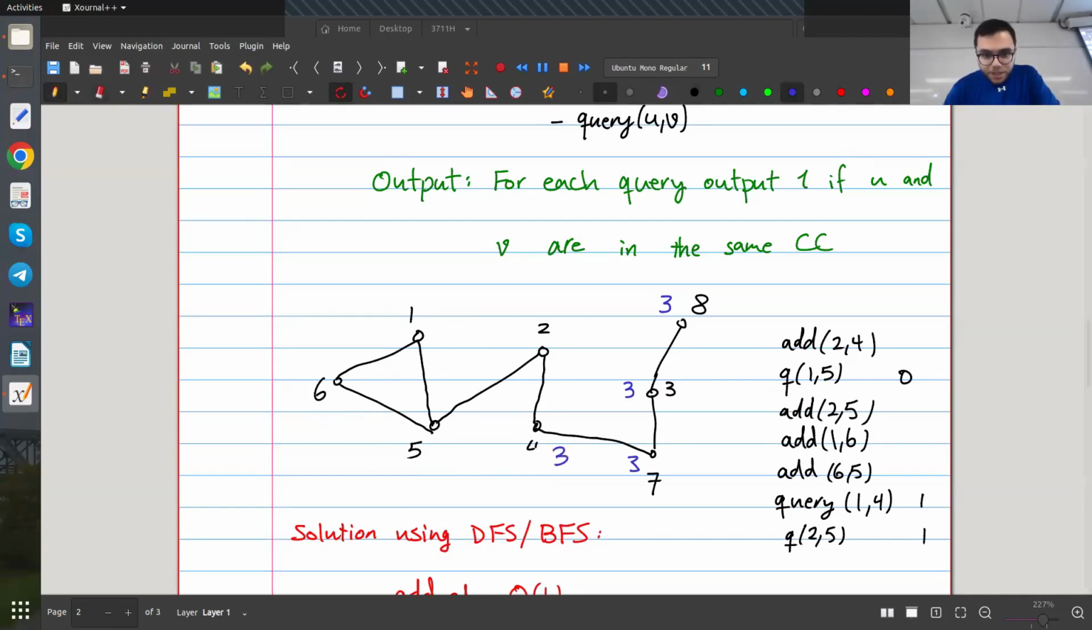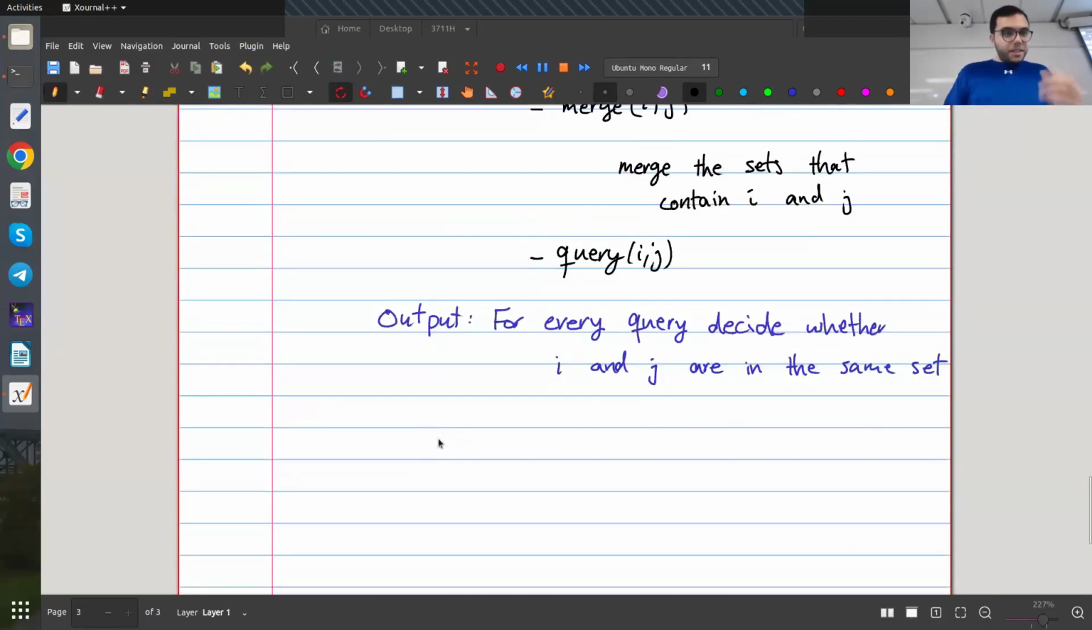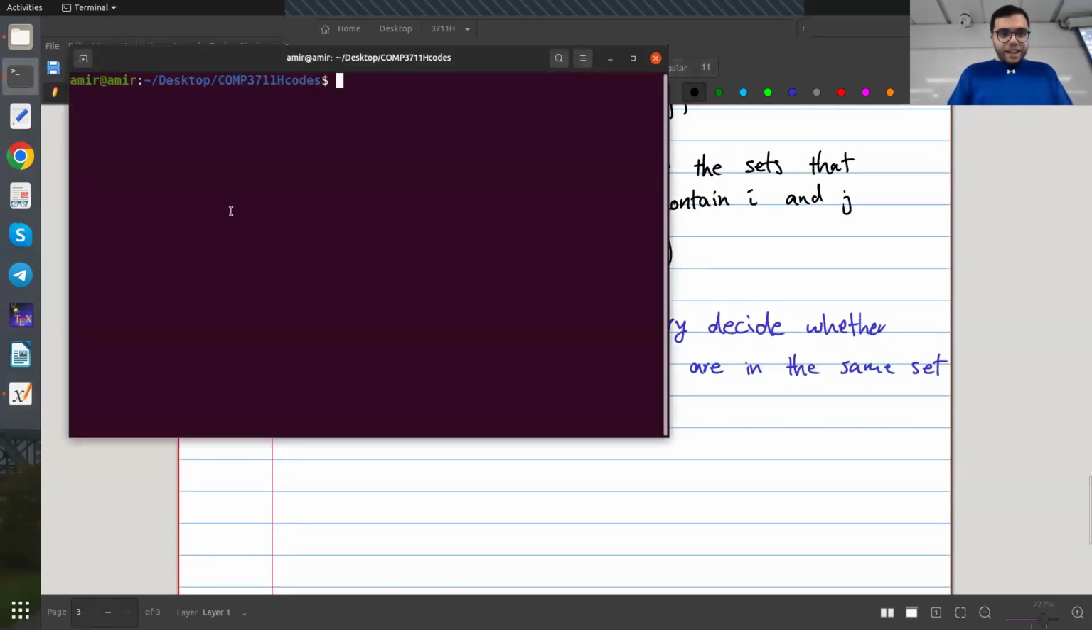Some of you are laughing. Yeah, I know this is not optimal. That's the whole point of this session. Okay. So that's the idea. And right now it's a simple idea. Let's code it. And we will see that it actually gets better.